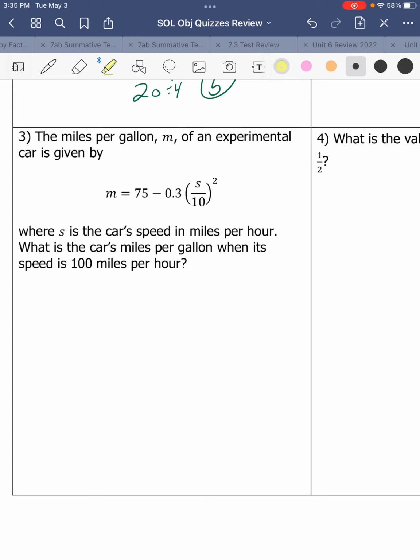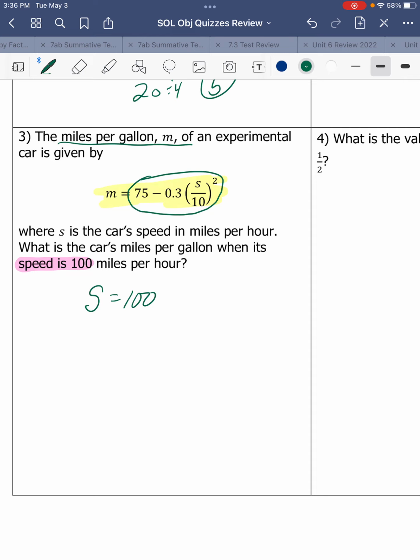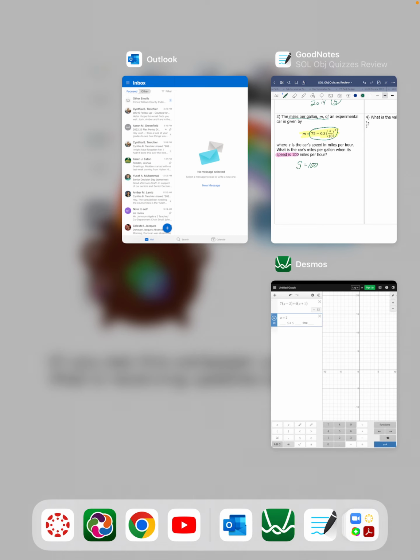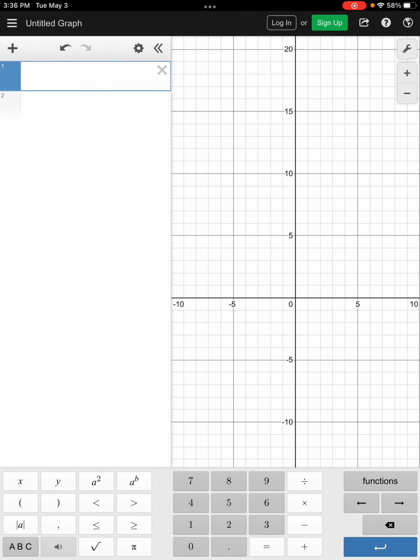So the one thing in the problem, we get the equation, and we get the speed is 100. So speed, and it actually doesn't say in here, but speed is s. So if the s is 100, we've got to figure out m for the miles per gallon. So what we're going to do is substitute, and I think you can actually plug it all in. I'm going to check this quick. But otherwise, I'm just going to put the right side in. So let's see if I can put it all in exactly.